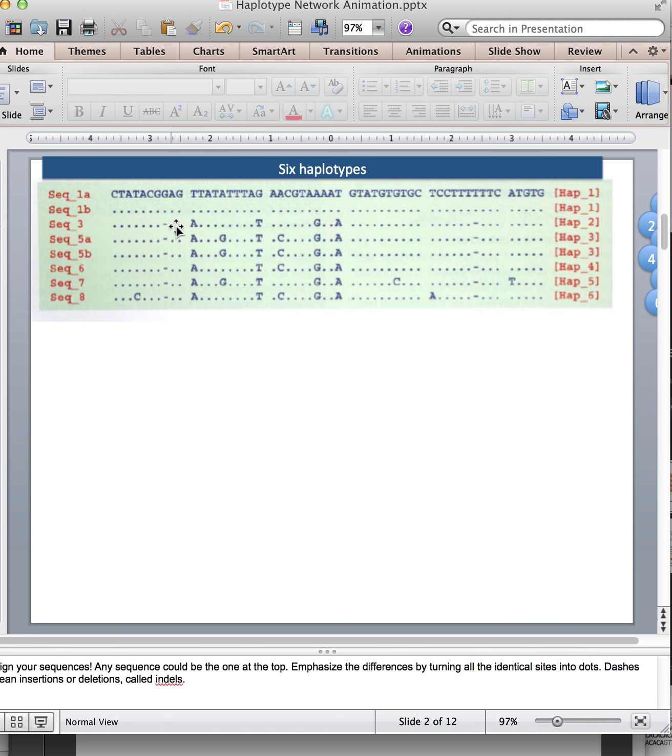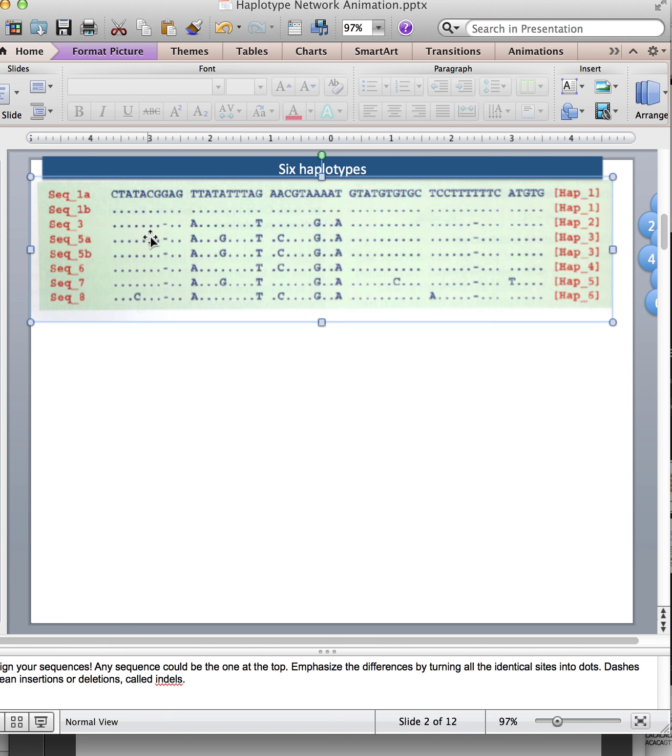So sequence 3 is different at this position. It has an A instead of a T. Here it has a T instead of a G. Here we have a G instead of an A instead of a T. So this haplotype 2 is different at 4 sites from haplotype 1. And you keep going down through the rest of these to see how many differences there are. This is just a nice way of visualizing that emphasizes the differences by turning all the identical sites into dots.